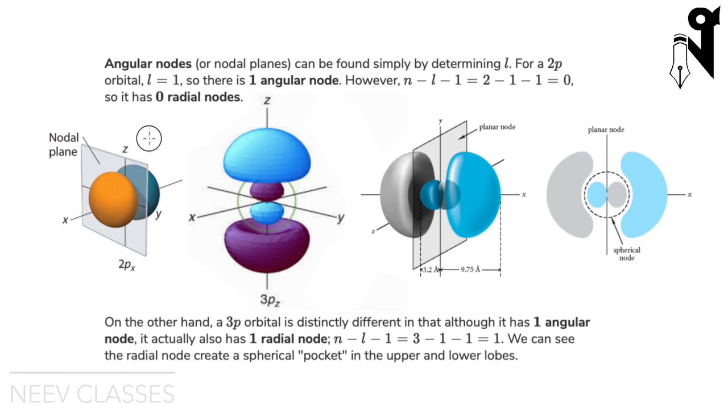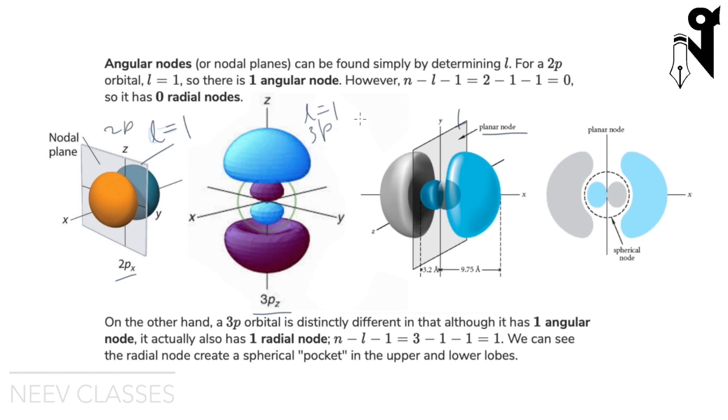This is your P, L is equal to 1. Again that's your P, L is equal to 1. So whether it was a 3p or a 2p, that's your 2p, that's your 3p, you'll have your angular node, or planar node, or nodal plane, same. That's your angular node.